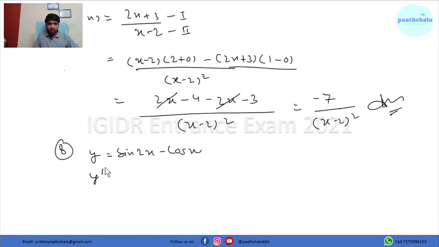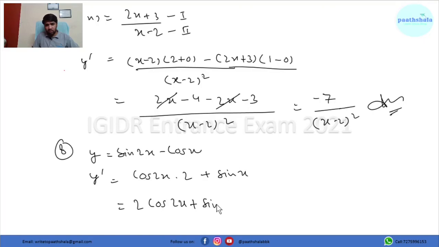For finding the differentiation, the differentiation of sine 2x will be cos 2x. Now we'll again differentiate 2x, so it will come out to be 2, and the differentiation of cos x is minus sine x, and it is already 1 minus, so it will become plus sine x. So the final answer will be 2 cos 2x plus sine x. Okay, so this will be your answer.